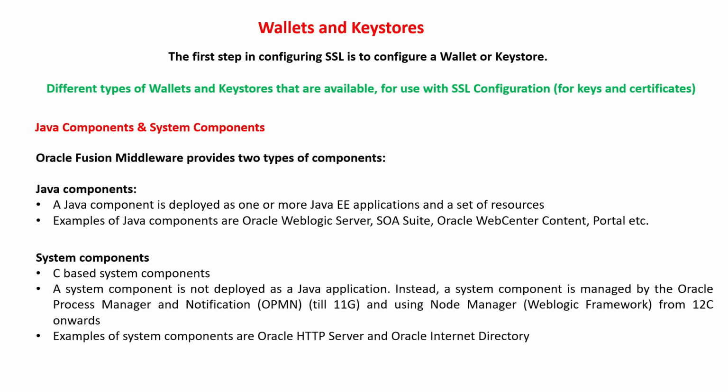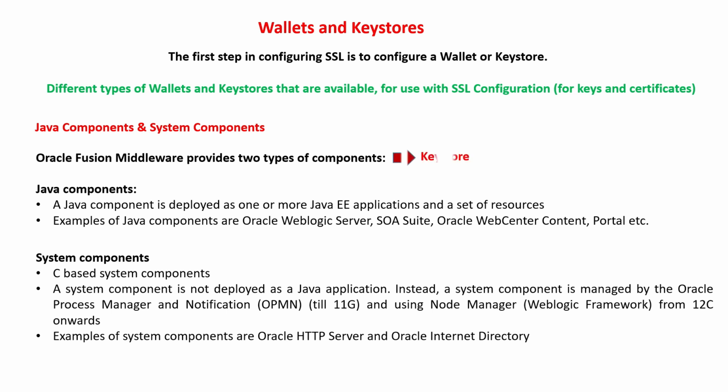So Java components are purely developed based on the Java code, and they are completely deployed on top of your WebLogic server. But when we talk about the system components, they are not completely built on Java. It is a combination of the Java application server, that means WebLogic application server, along with the system component, and the interface that we deploy on the WebLogic is used for the end-to-end management of the system component.